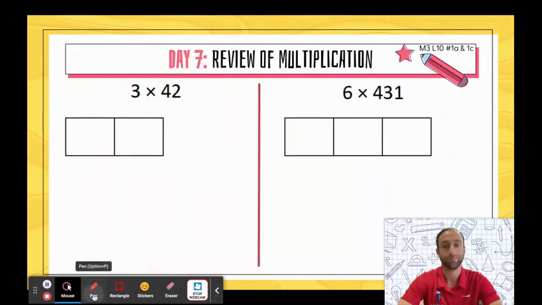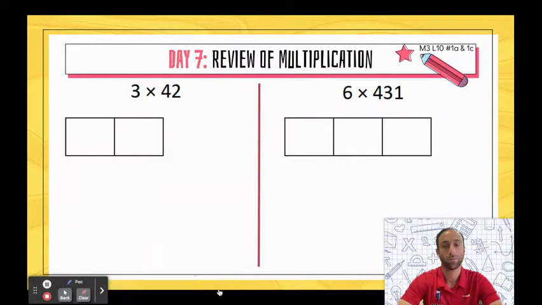Let's take a look at one together. All right. So, in this problem here, I have 3 times 42. So I know that the 4 in the tens place has a value of 40. And I know that the 2 in the ones place has a value of 2. All right. So 3 times 40. Well, I have 1 zero, so I'm going to drop my 0 down here. And 3 times 4 is 12. So really, 40 times 3 is 120.